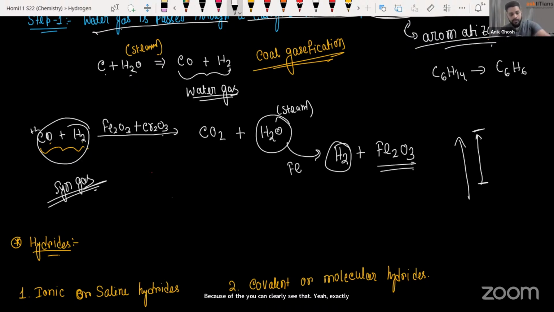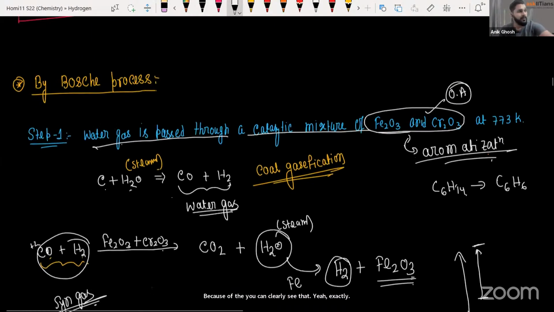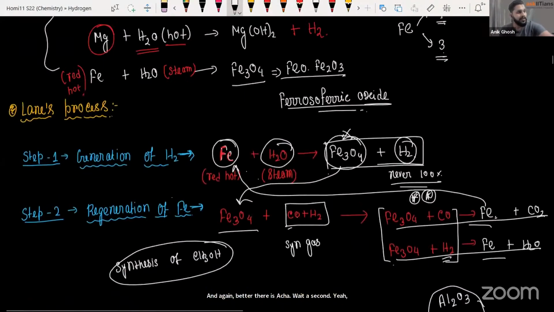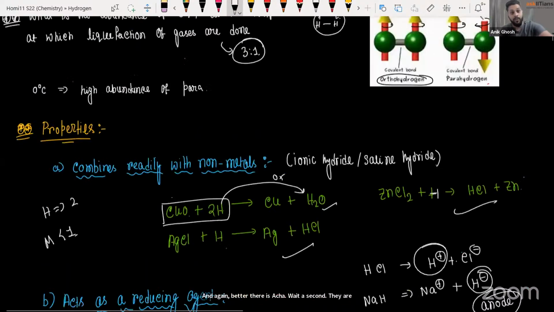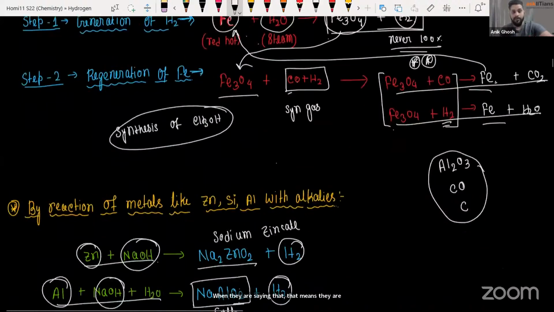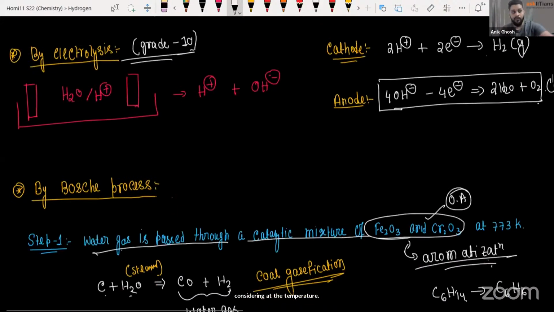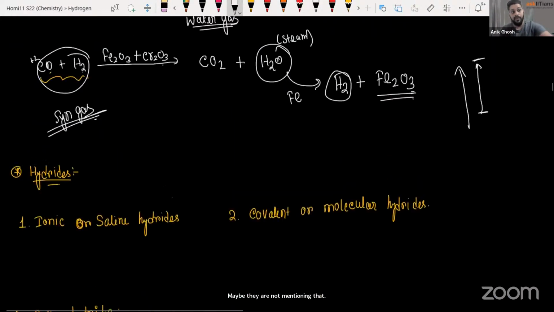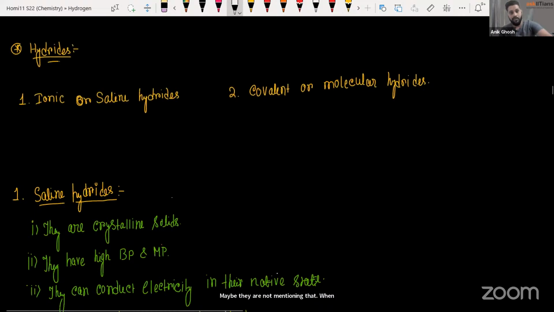Acha, wait a second. They are saying ortho is more stable. When they are saying that, that means they are considering room temperature. Maybe they are not mentioning that. When they are saying that ortho is more stable, maybe they meant at room temperature ortho is more stable. Have they mentioned anything like that?